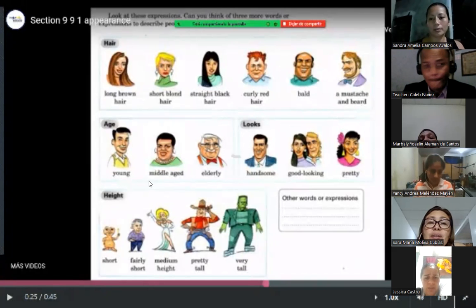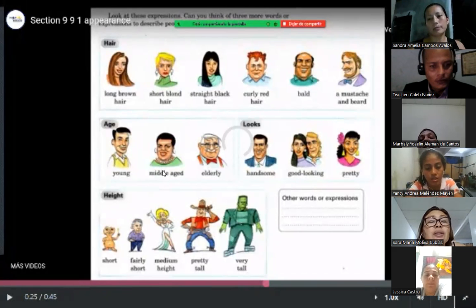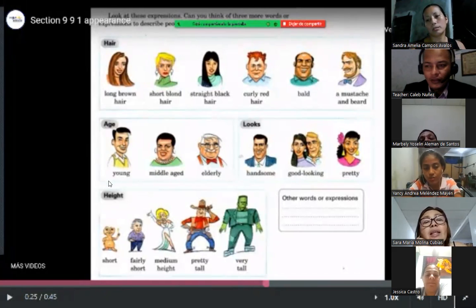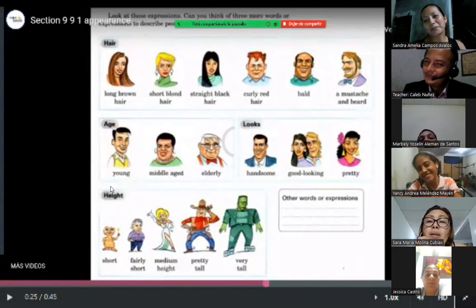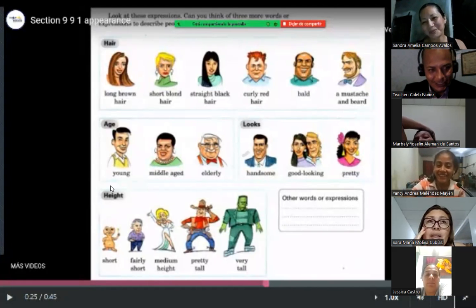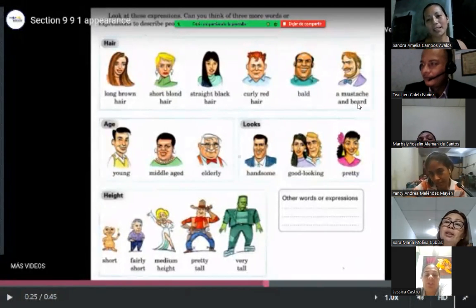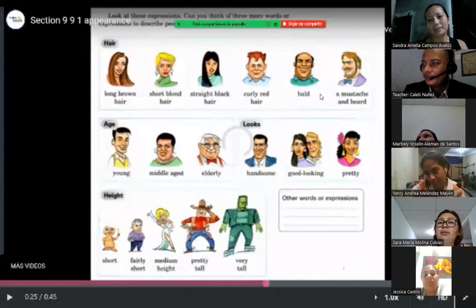Elderly. Middle age. Young. A mustache and beard.